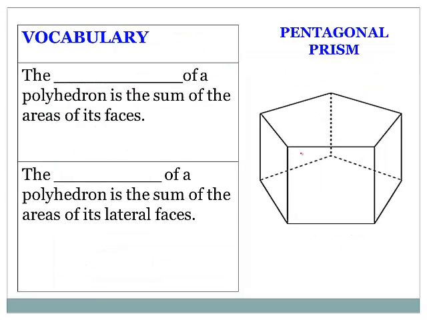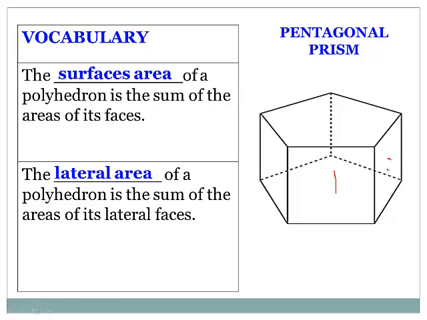And we have some more vocabulary. We're looking at a pentagonal prism, which means that we have a pentagon, a 5-sided shape, as our bases. It says that the surface area of a polyhedron is the sum of the area of its faces. And it also says that the lateral area of a polyhedron is the sum of the areas of its lateral faces.